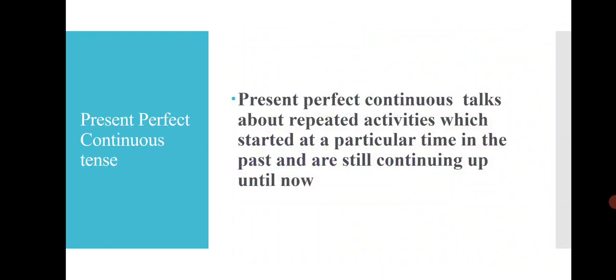Next and the final part of the type of present tense is present perfect continuous tense. Present perfect continuous talks about repeated activities which started at a particular time in the past and are still continuing up until now. So, the present perfect tense denotes an action that took place in the past, but it has some similar connections in the present. The next form, present perfect continuous, denotes an action that already took place in the past, but it is not yet over. It is still going on. It is still moving or it is still continuing.